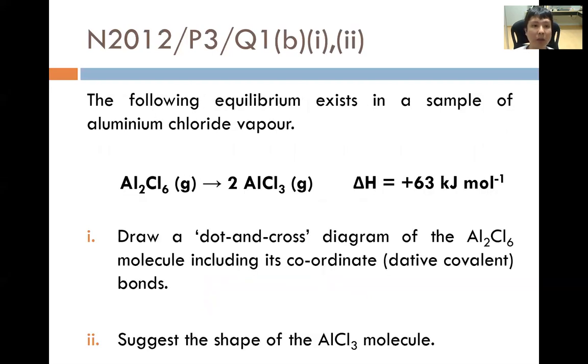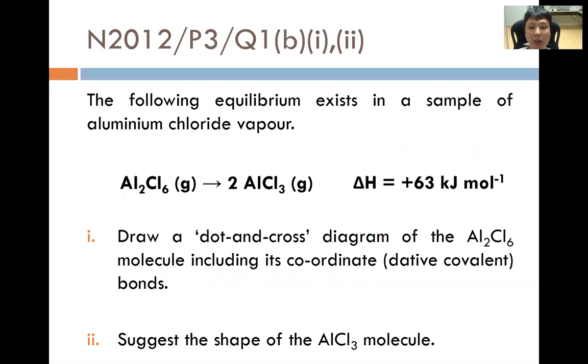Okay, November 2012, paper 3, question 1b, part 1 and part 2. The following equilibrium exists in a sample of aluminum chloride vapor. So basically AlCl3, because it's a covalent compound, the aluminum actually doesn't have an octet configuration. In fact, it's actually 2 electrons short of octet configuration. Hence, it actually undergoes dimerization in order to form the Al2Cl6 molecule by forming dative covalent bonds.